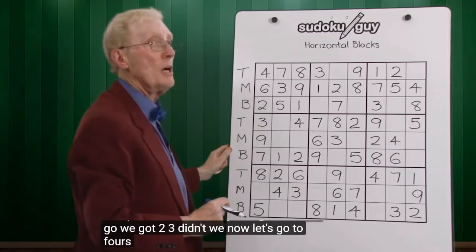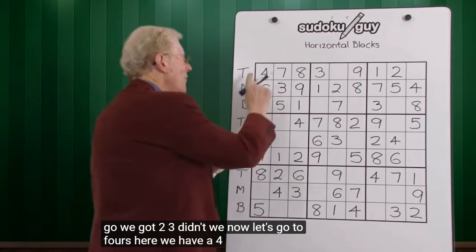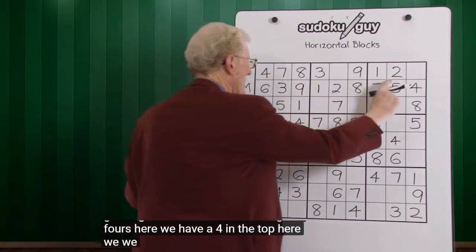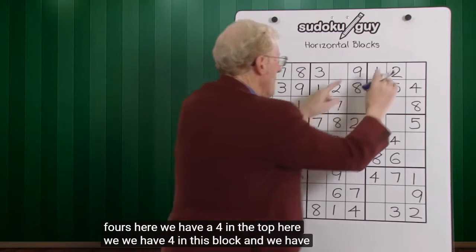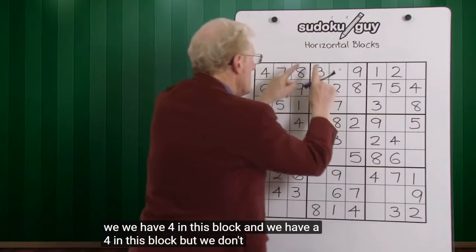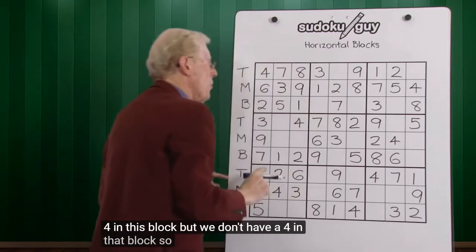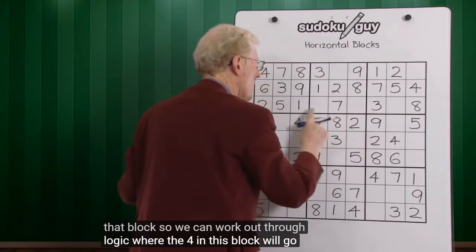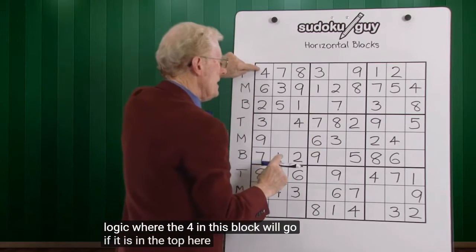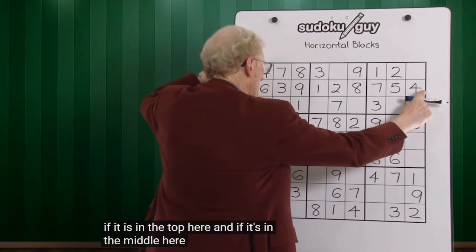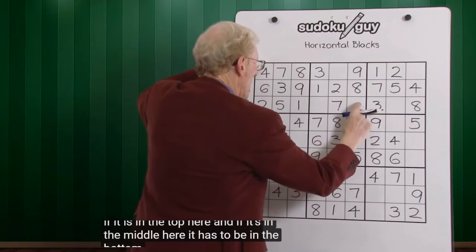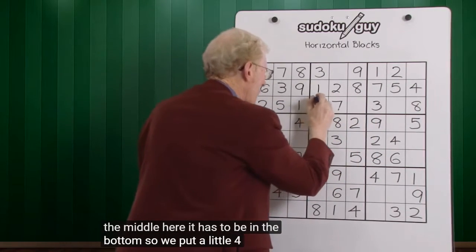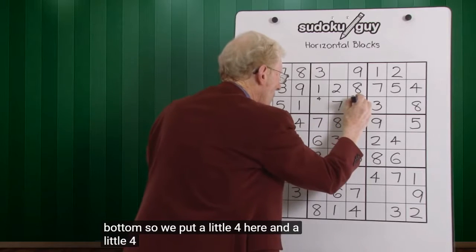Now let's go to 4s. Here we have a 4 in the top. Here we have a 4 in this block, and we have a 4 in this block, but we don't have a 4 in that block. So we can work out through logic where the 4 in this block will go. If it is in the top here, and in the middle here, it has to be in the bottom. So we put a little 4 here, and a little 4 there.